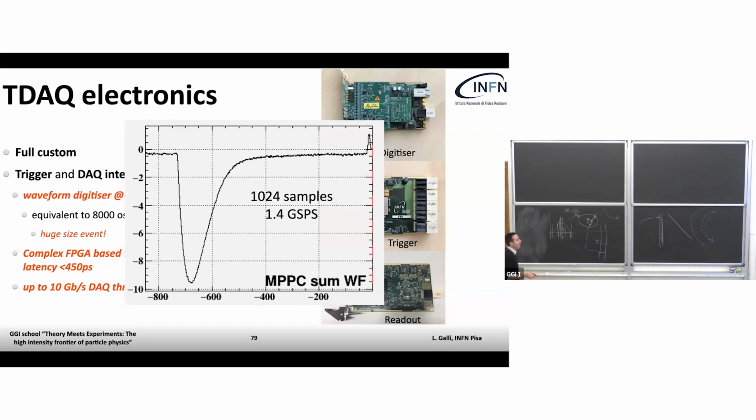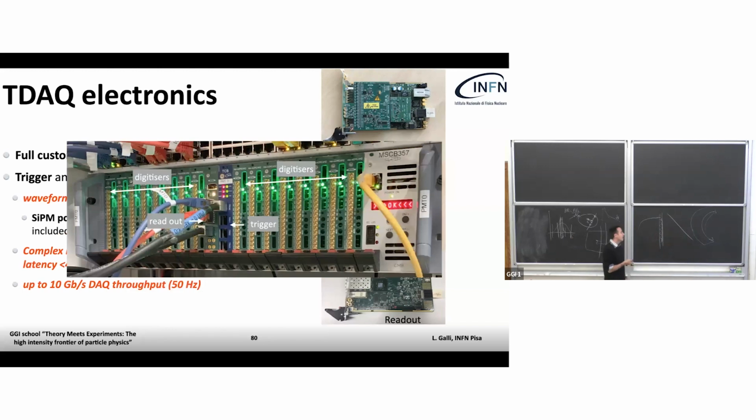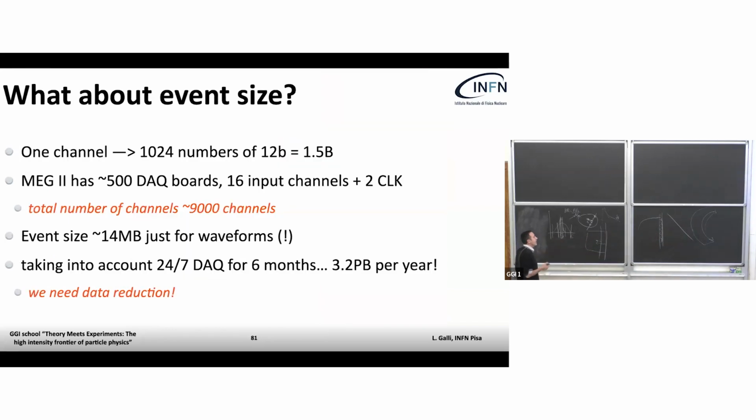Okay, what does it mean to have the full waveforms? It is this one. Your event is a collection of pulses like this one, okay? 8,000 of these, and you have to, one by one, analyze them, like having an oscilloscope. Okay, this is a nice picture of one of these crates. What about the event size? As I said, one channel is 1024 numbers of 1.5 bytes.